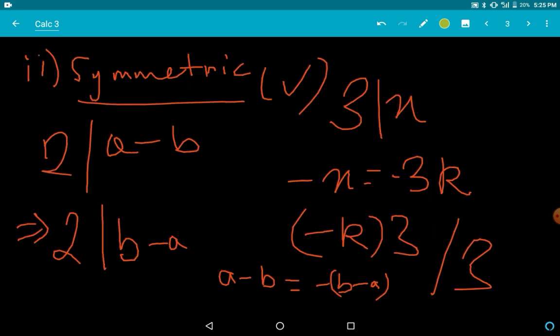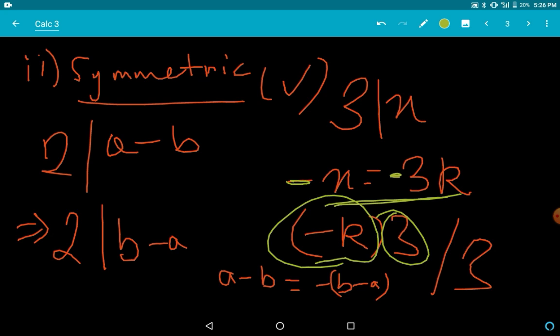Now symmetric: if 2 divides a minus b, does 2 divide b minus a? See, for example, let's say 3 divides x. Let's say x equal to 3k. Now if you put a minus sign on both sides, I can write this as minus x equal to minus k into 3. So it is still divisible by 3, and this is nothing but the minus of this. So a minus b is equal to minus of b minus a, so it is symmetric.